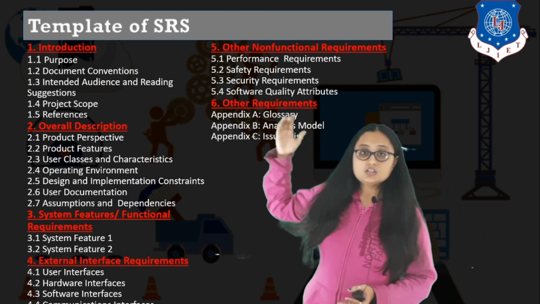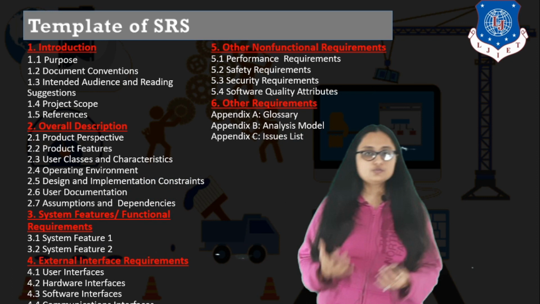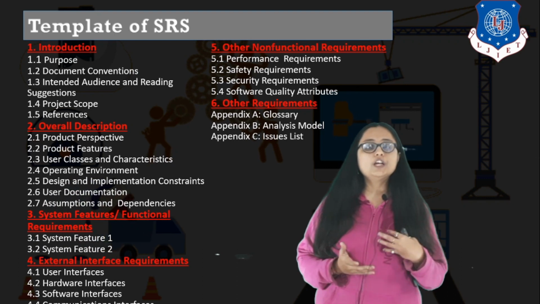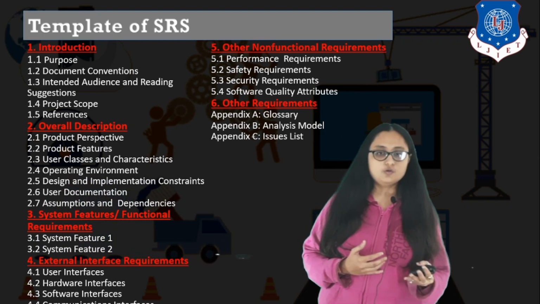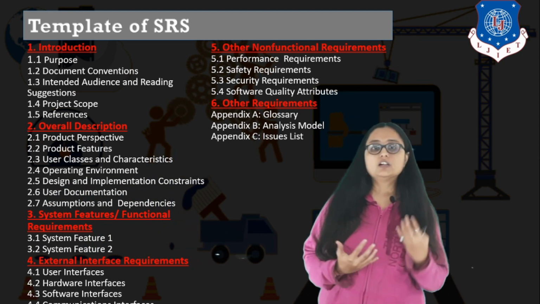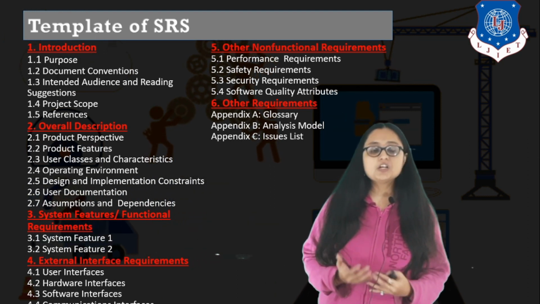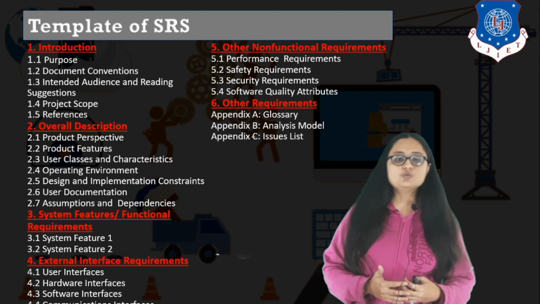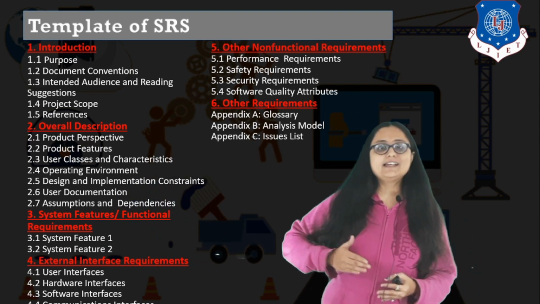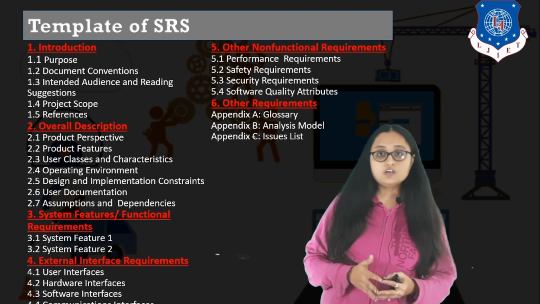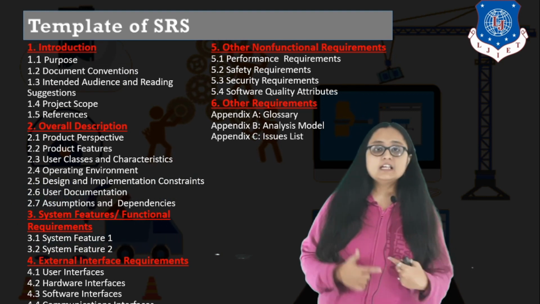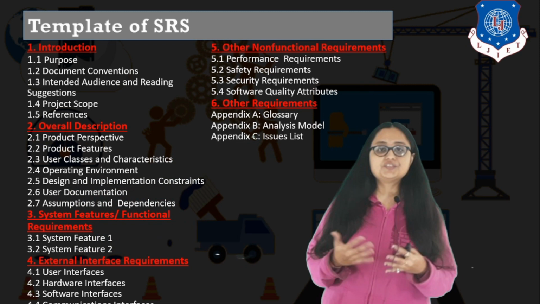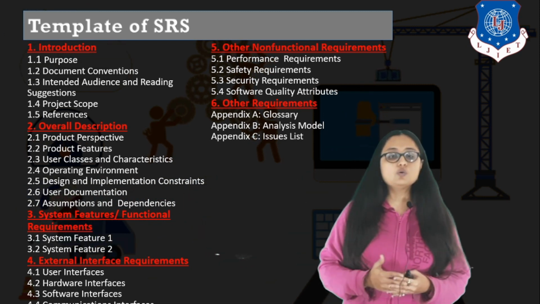The next is the overall description. In the introduction section we have already defined the purpose and project scope. Now we are going to detail the project scope. So we will have a clearer idea of the perspective of our project and the different features and functionalities of our product. Also you will have use cases, the different characteristics of the users involved in our project, and the operating environment in which our product will work. Also there will be some assumptions and dependencies included in your overall description.